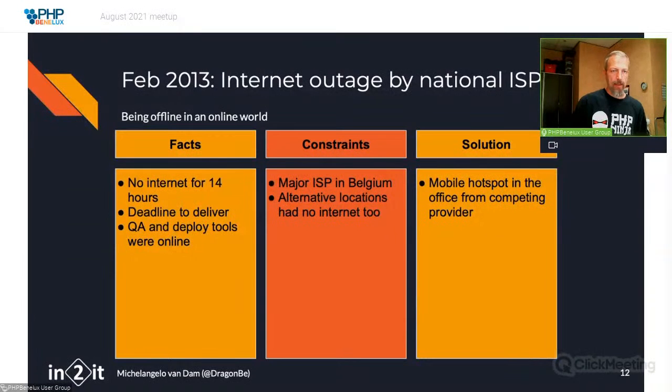QA and deploy tools were all online. So even though we had moved a lot of these to a different data center, we were still not able to connect with it. Because it's a major ISP in Belgium, I could go to McDonald's or a bar in the city, or I could go to any public Wi-Fi place, but they were all using that same ISP. So I had no alternative location to go to. So nowhere in the area was there internet.